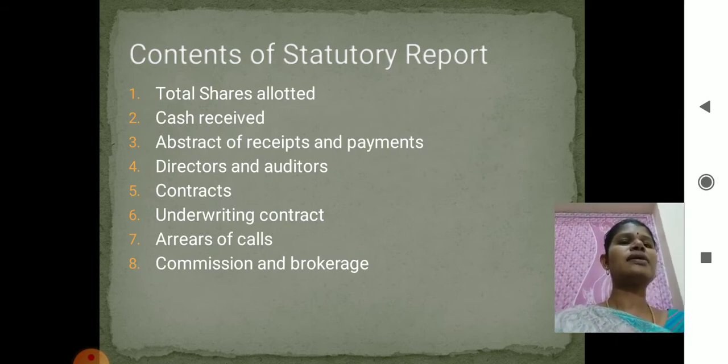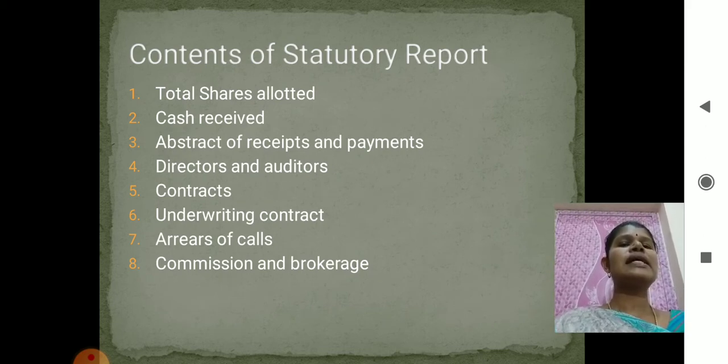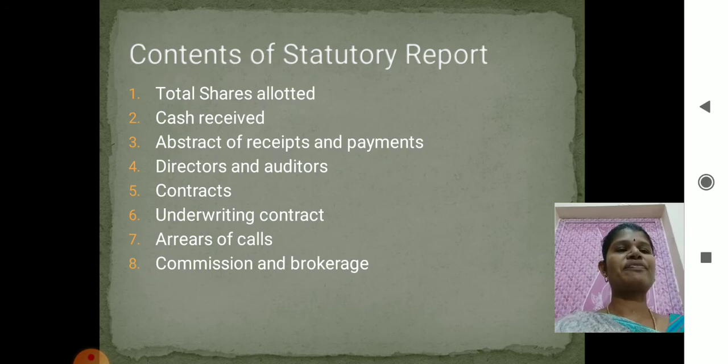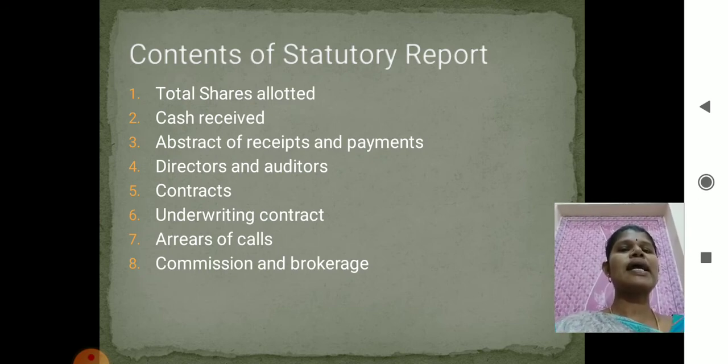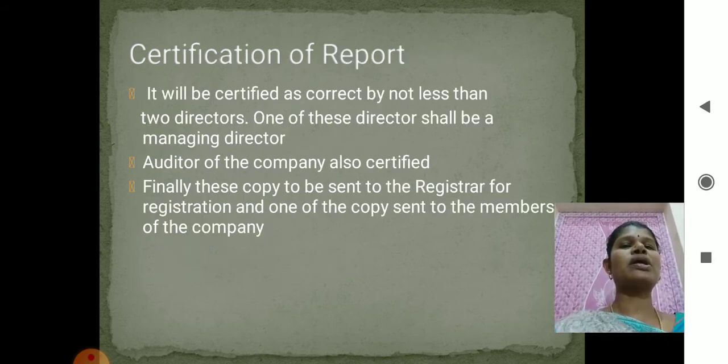And what are the contents of the statutory report? Number one is total shares allotted, cash received, abstract of receipts and payments, directors and auditors, contracts, underwriting contracts, arrears of calls, commission and brokerage.